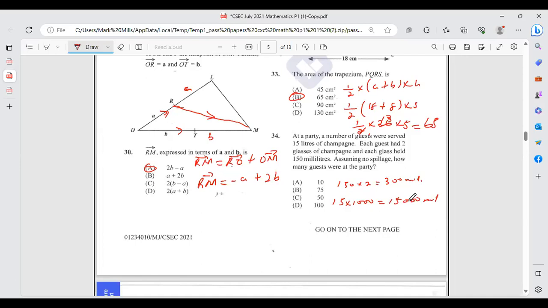Now, if you want to find out the number of guests, what will I do next? You divide 15,000 by 300. So it'll be 15,000 divided by 300. What do we get? 50. So that means there were 50 guests.